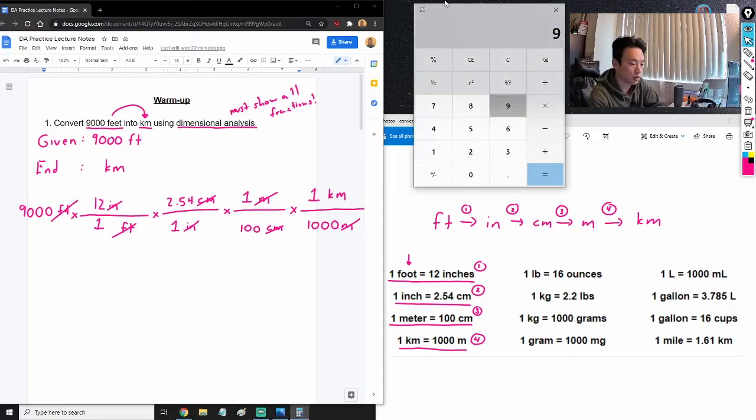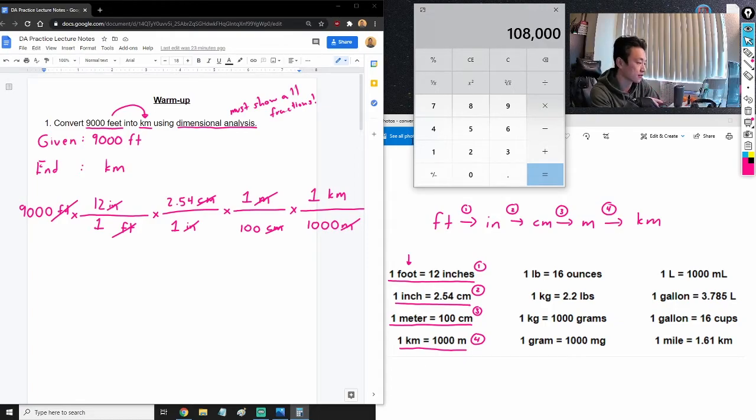So our starting number is 9,000. Now, we need to multiply all the numbers that are on top of the fractions and divide by what's on the bottom. So if we take a look at this first fraction right here, 12 over 1, we have 12 on top, so we're going to multiply 9,000 by 12. That's going to give us 108,000. Now there's a 1 on the bottom and we need to divide by 1, but we can skip the 1s when we're multiplying and dividing, because if you multiply or divide by 1, the number doesn't change. So we'll skip the 1.